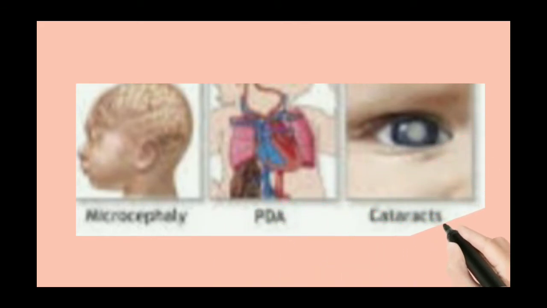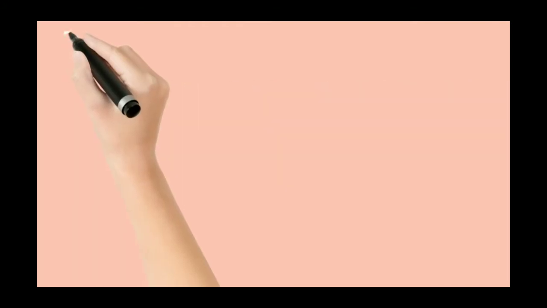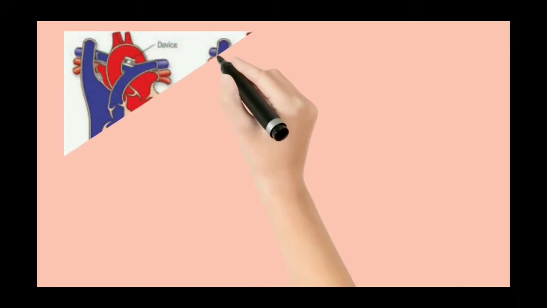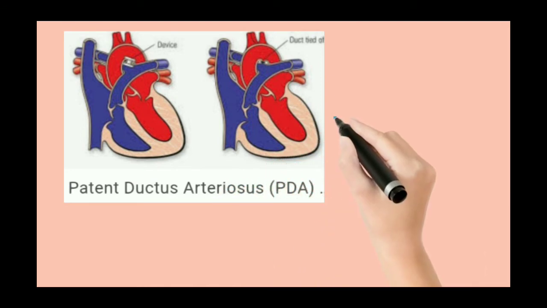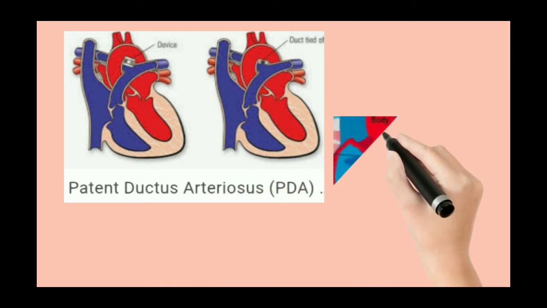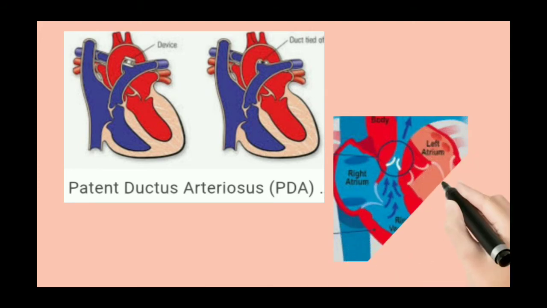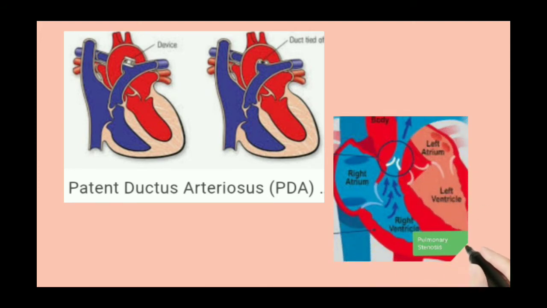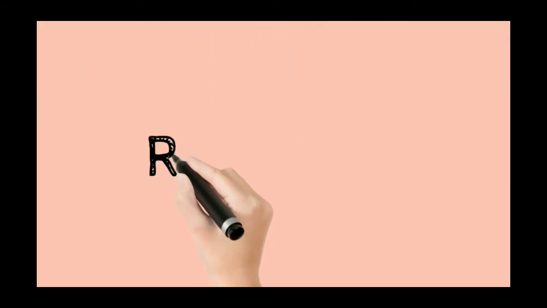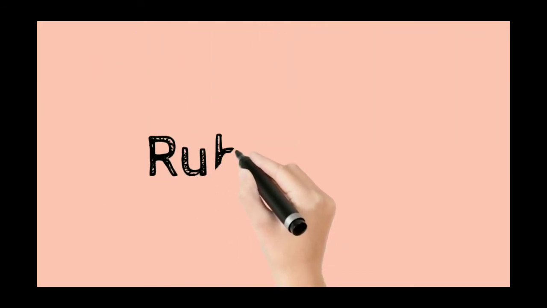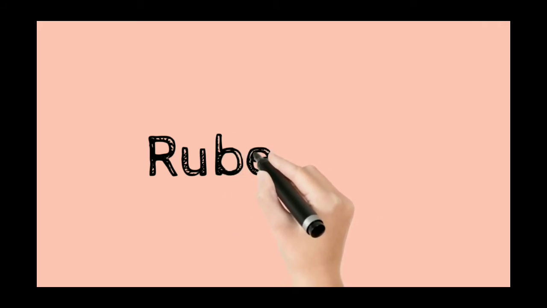Now, in a newborn, we find microcephaly, PDA, and cataract. If we have a triad of these symptoms in a newborn, okay, we have patent ductus arteriosus, and we have pulmonary stenosis. So these things indicate rubella.